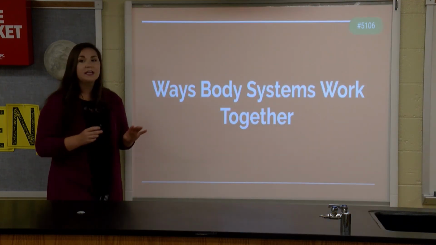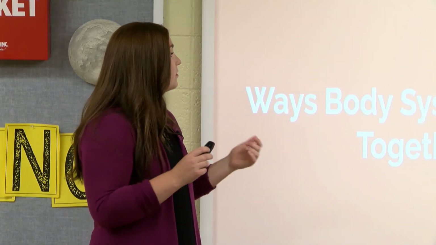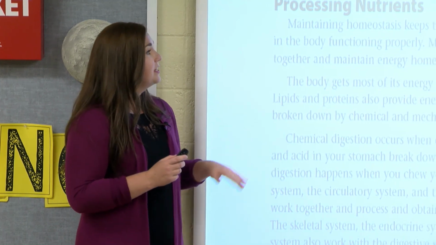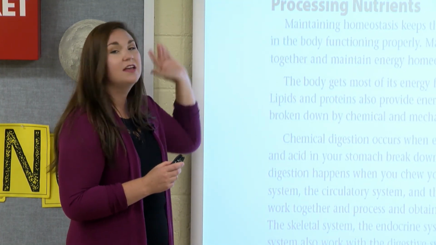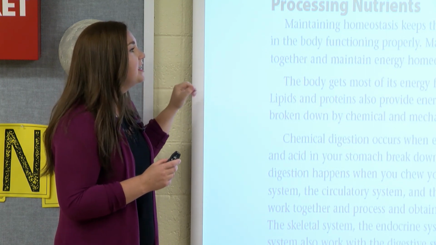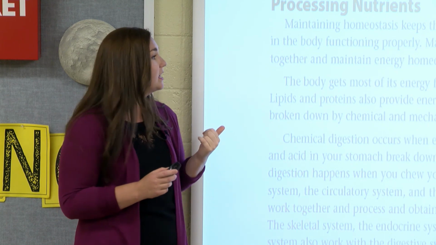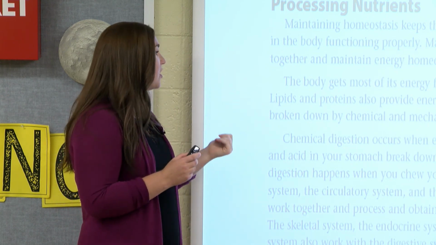All right, and now I put together a few slides for us to talk about the body systems that we've gone over, or to look at how they interact together. So processing nutrients, remember, for homeostasis, this is going to be key here for later on in this presentation. It keeps the internal environment in the body functioning properly. So many organ systems will work together in order to do that. So that's what we're going to talk about real quick.